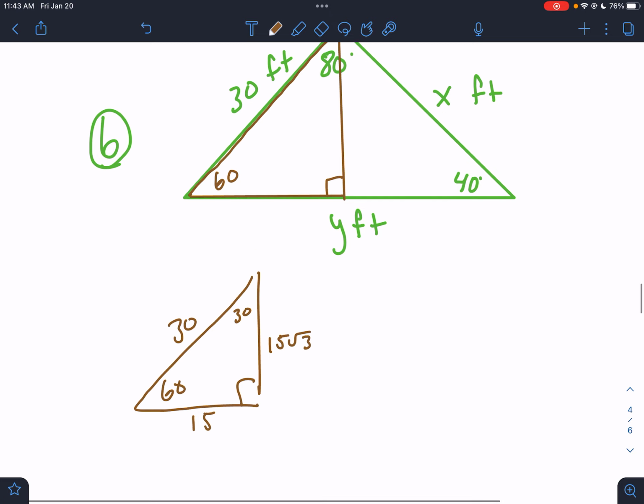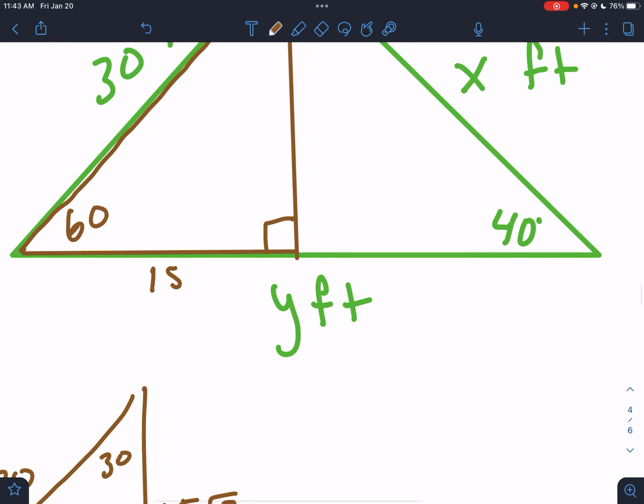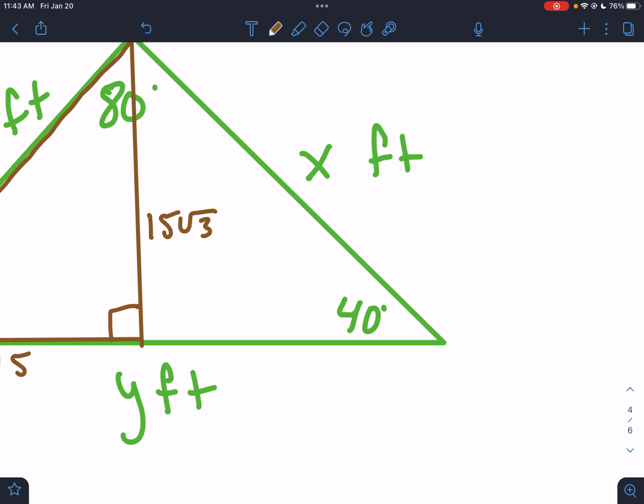There's your warning. All right, so on this picture, I know this is 15. I know that this is 15 root 3. Now I can shift my focus over here.